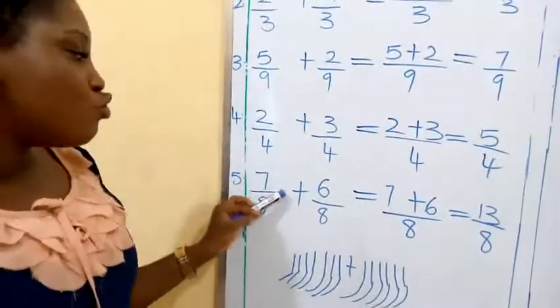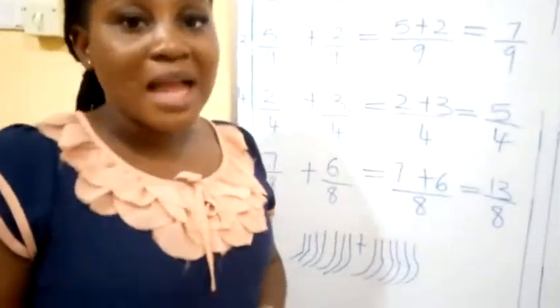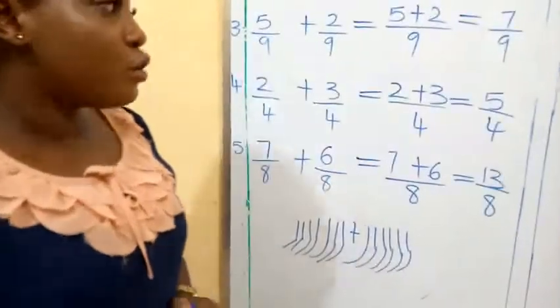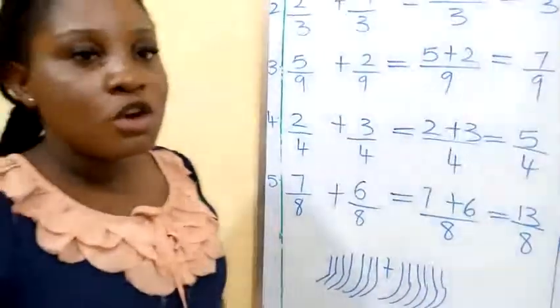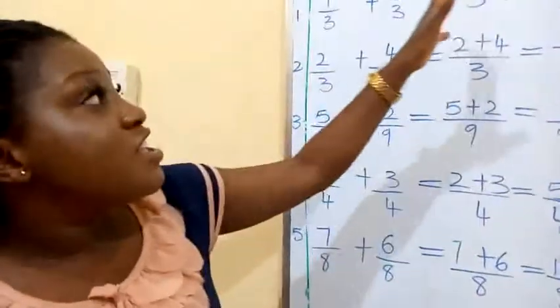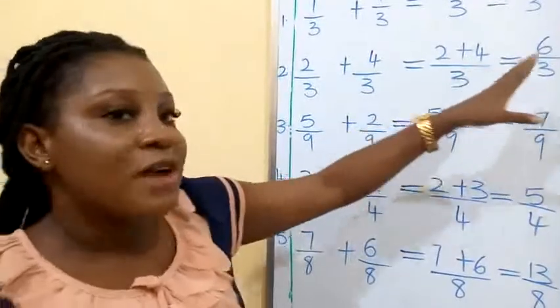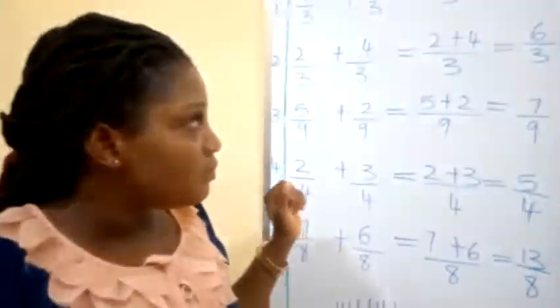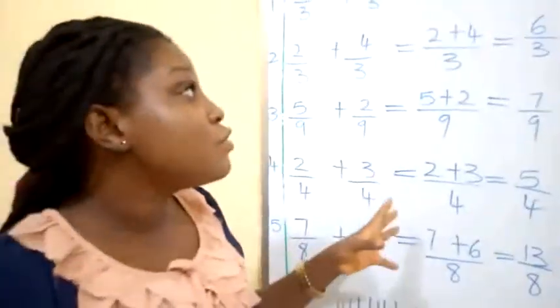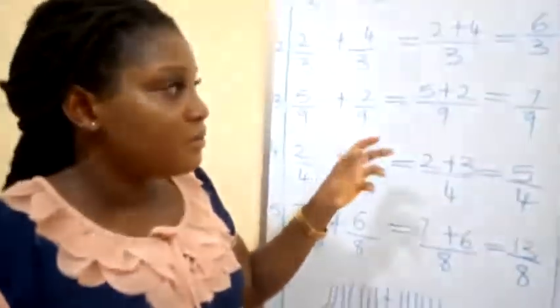What did we do? We add only the numerator. So when you are solving this, you have to add only the numerator, and then after that, all over your denominator. Okay, so I'm going to give you a problem to solve. Let's do that now.